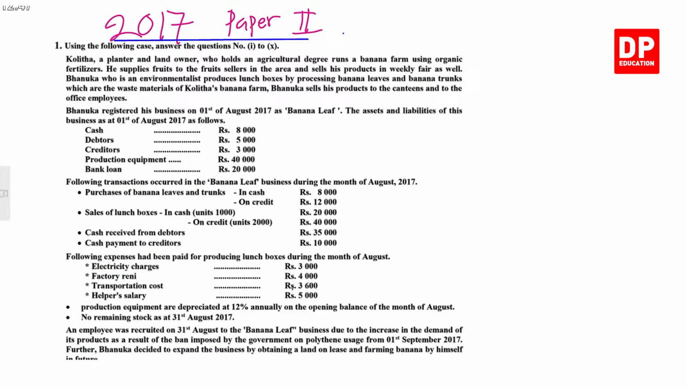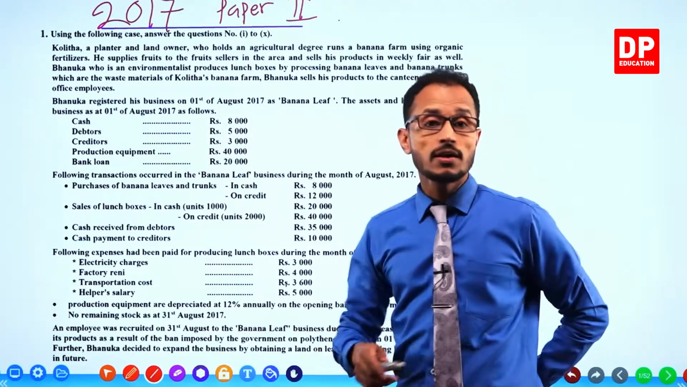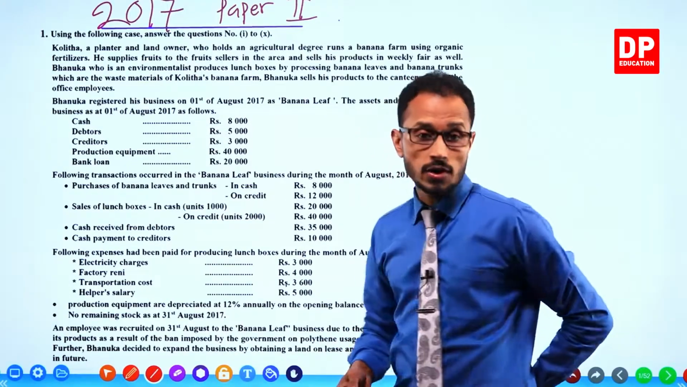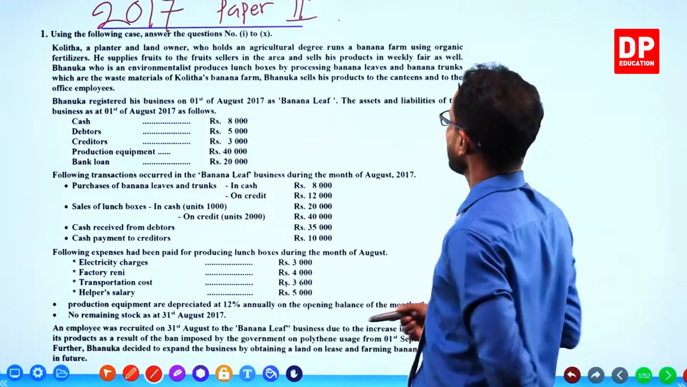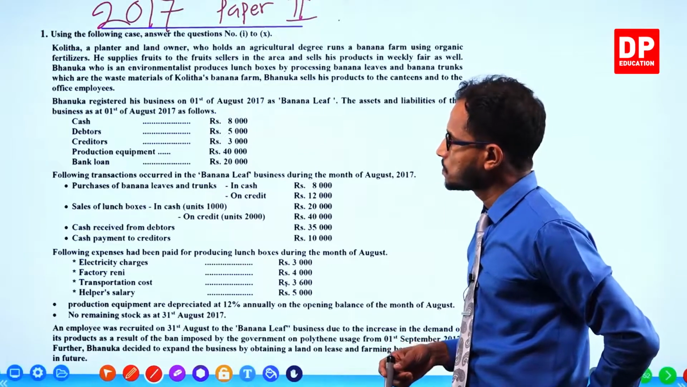All right. The case: a planter as well as a landowner. Very nice. Who holds an agricultural degree? Oh, an educated man. Must be a nice guy.